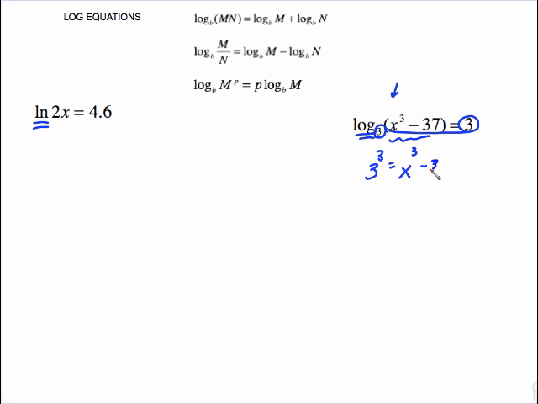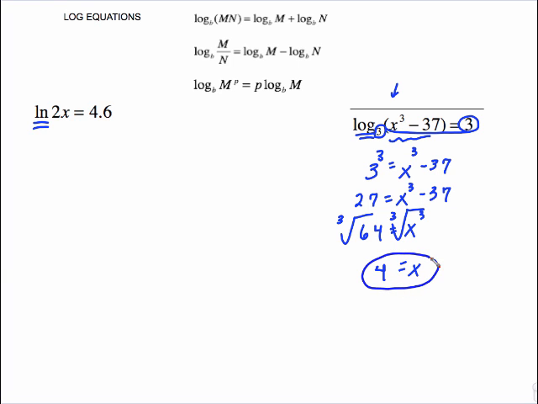So in one move, we have gotten rid of the word log, and this is just a plain old equation we can solve. 3 cubed is 27. This is x cubed minus 37. We want to get the x alone. Add 37 to both sides gives me 64. This is x cubed equals 64. To undo cubed, we need to do the cube root of both sides, which gives me x equals 4.